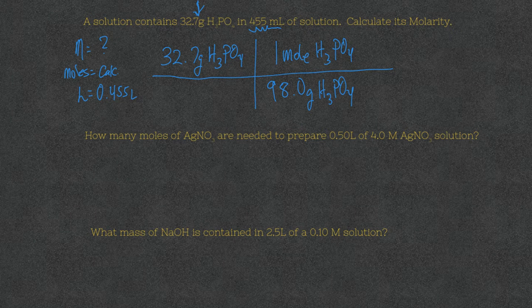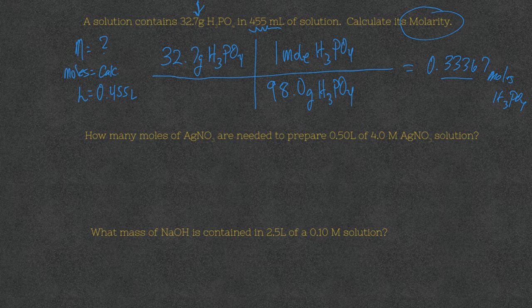H3PO4. Now we're just going to finish our dimensional analysis by taking 32.7 divided by 98.0. And when we put that into our calculator, we get 0.3367, and whatever. I'm going to stop writing after that. And that's moles of H3PO4. But that's not what we were asking for. We were asking for molarity. So we need to use this number in our calculations to calculate our final answer.